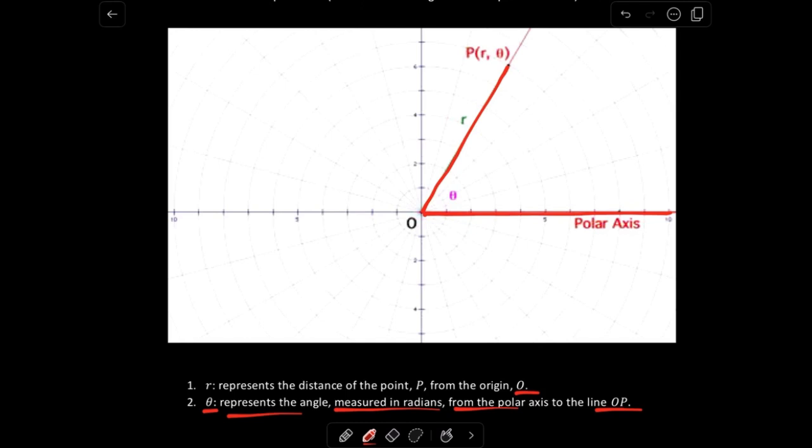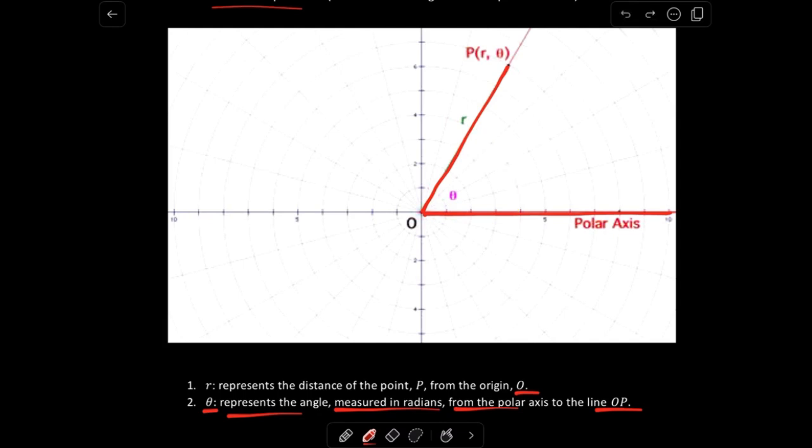And very important, this is why we called the positive x-axis the polar axis and gave it that specific name, because theta is dependent on this. Theta is the angle measured from here. It has to be from the polar axis, or the positive x-axis. It can't be from this portion, or this portion. It has to be from the polar axis, the positive x-axis. So theta is the angle measured from here all the way to the line OP.